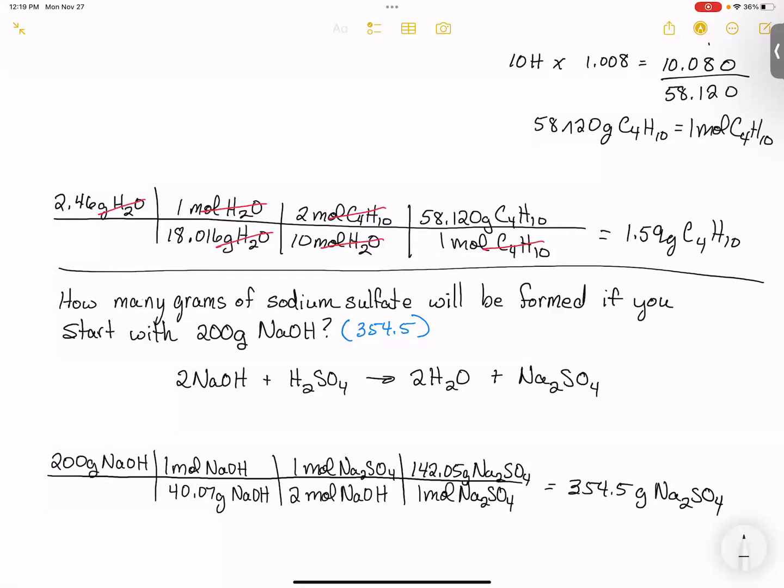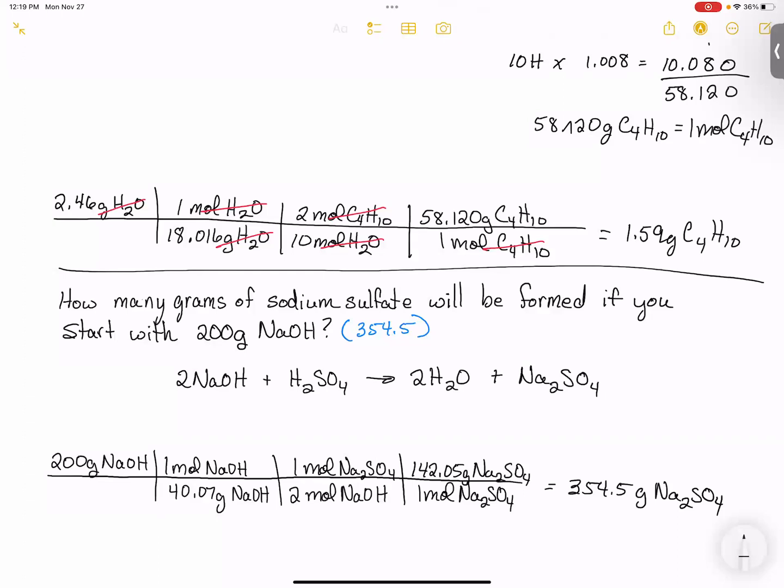You would find you need the molar mass of sodium hydroxide, which when you add it up is going to be 40.07 grams of sodium hydroxide. And you would find that you need the molar mass of sodium sulfate, which comes out to be 142.05 grams of sodium sulfate in a mole of sodium sulfate.